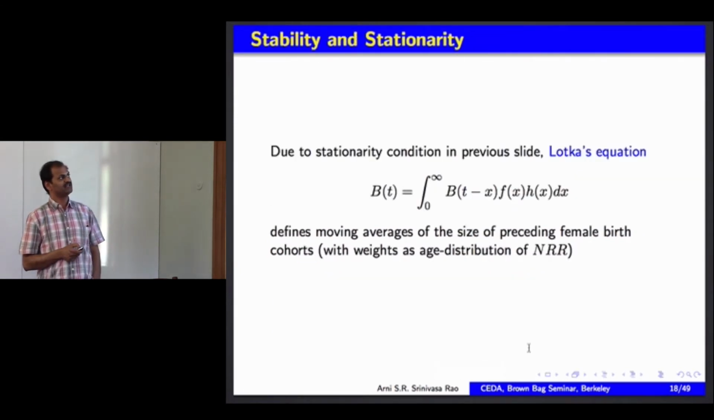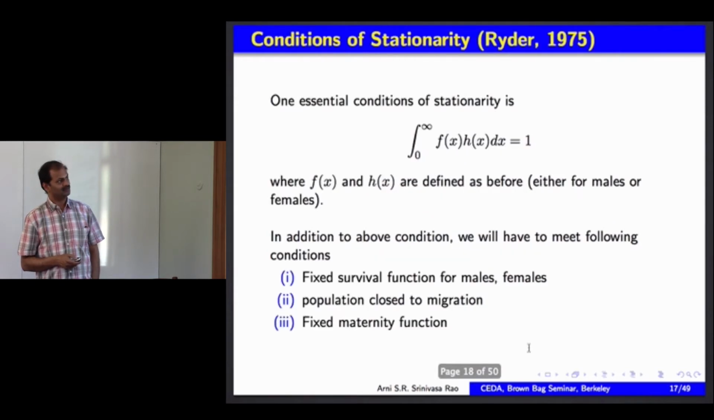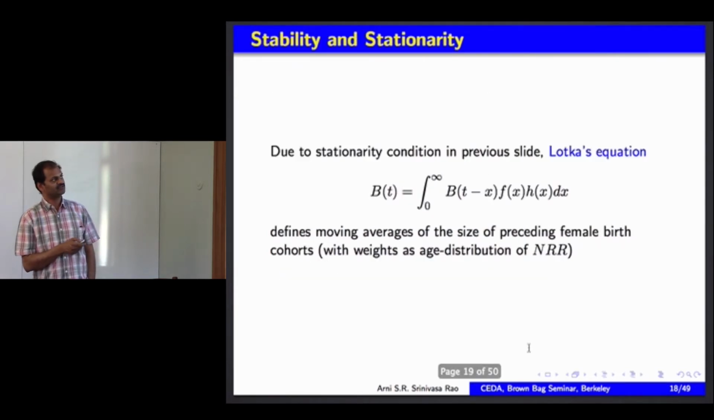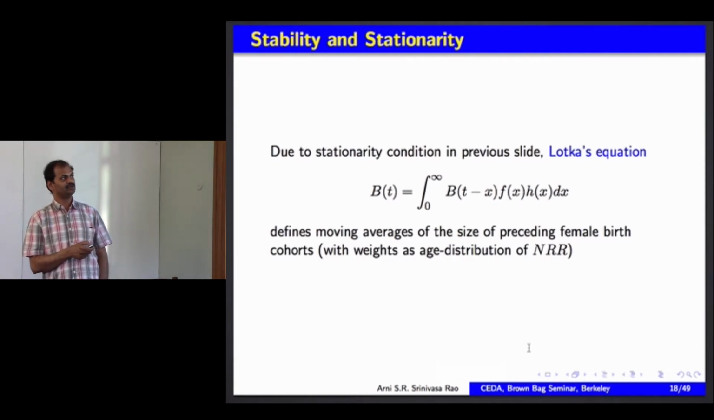So due to the stationary condition in the previous slide, Lotka's equation becomes like that. Bt equals the integral from 0 to infinity of Bt minus x fx hx dx. This is nothing but the moving average of the size of the preceding female birth cohorts. So Lotka brought that down as a weighted equation.